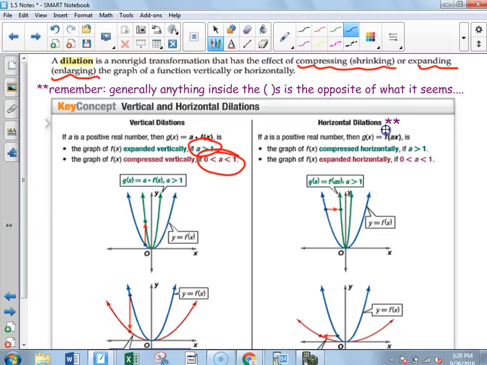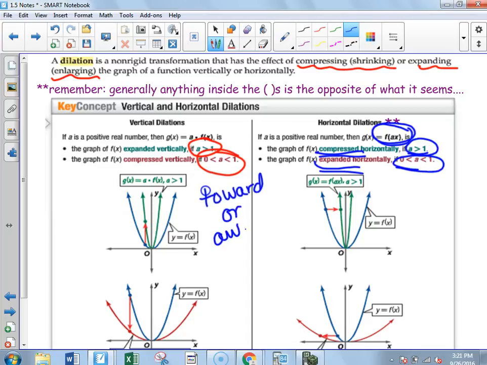Here's where it gets tricky. If it's on the inside, like this, it's the opposite of what it seems. A number greater than 1 actually compresses the graph, and a number between 0 and 1 actually expands the graph horizontally. A vertical dilation or compression is towards or away from the X-axis. Okay, a horizontal dilation is towards or away from the Y.